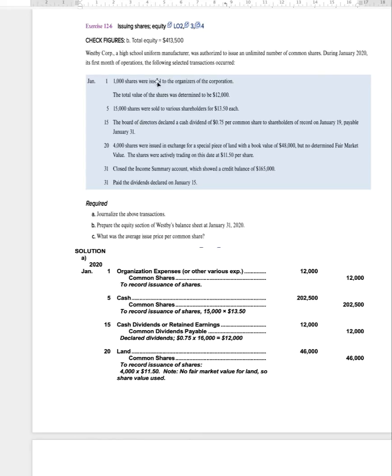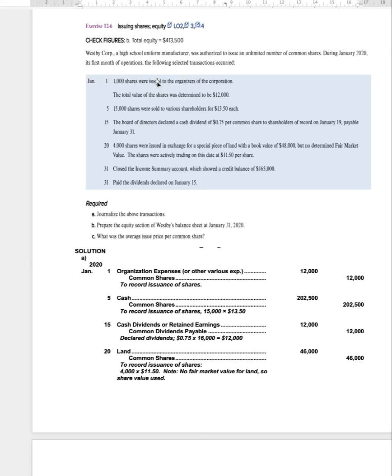So notice in the first transaction here, 1,000 shares were issued to the organizers of the corporation. This would be those folks like accountants and lawyers that help you set up your business. We said in class that we're going to debit the organization expense and credit common shares for that value of $12,000. So we paid the organizers not in cash, but in shares. It's basically their services, and because they're startup services, we call them organization costs or expenses.